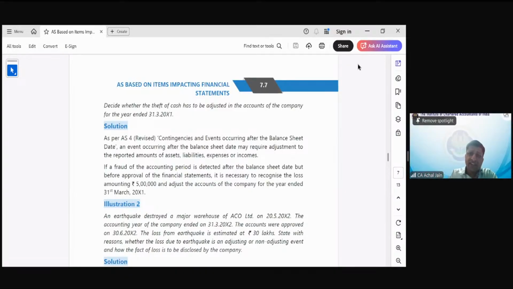So can we say that this event is falling within the purview of AS4? Answer is yes. The loss from earthquake is estimated at rupees 30 lakhs. State with reasons whether the loss due to earthquake is an adjusting or non-adjusting event and how the fact of loss is to be disclosed by the company. Over to you, quickly. I think it's a simple one. How do you deal with this? Prem, I'll come to your query.